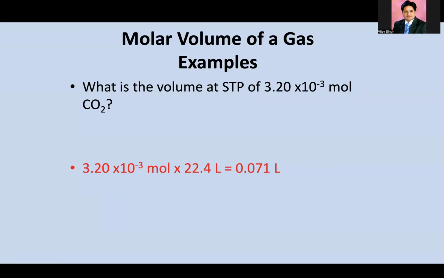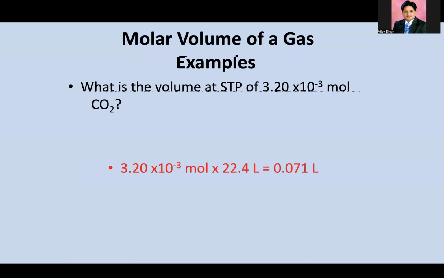What is the volume at standard temperature and pressure of 3.2 times 10 raised to the power negative 3 moles of carbon dioxide? Again, 1 mole of carbon dioxide occupies a volume of 22.4 liters. So you have 3.2 times 10 raised to the power negative 3 moles of carbon dioxide. You multiply 3.2 times 10 raised to the power negative 3 by 22.4, and that will give you 0.071 liters.